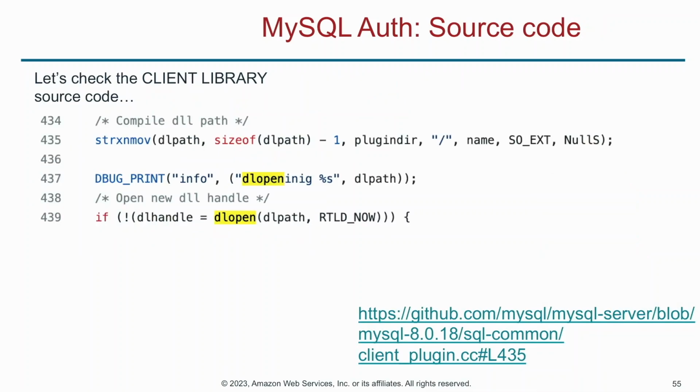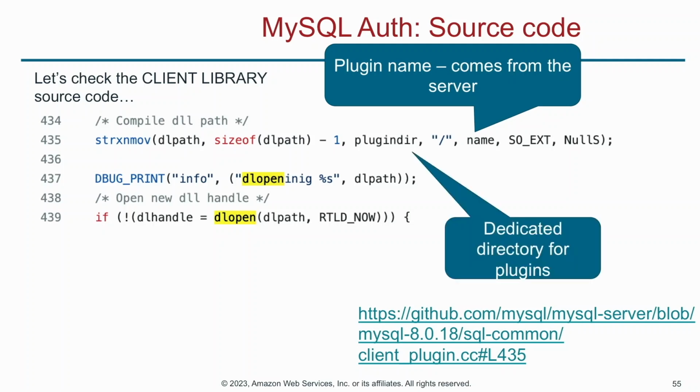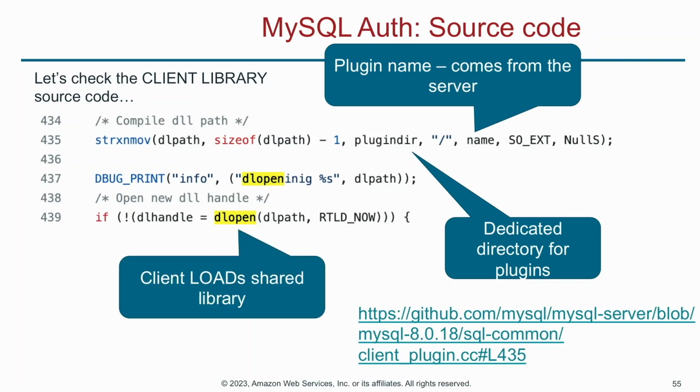So let's examine the code. This is the code. This is the client library. That's not a server. It's a client, but it's a part of the server, because the MySQL command line client, for example, or libmysql is a part of the server. It compiles together with the server. So this is in sql-common, right? It's called client plugin. And then what it will do is take the plugin name that comes from the server, take it from the plugin dir, and it will dlopen.